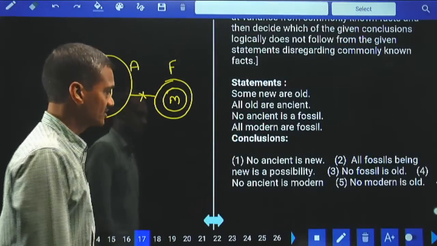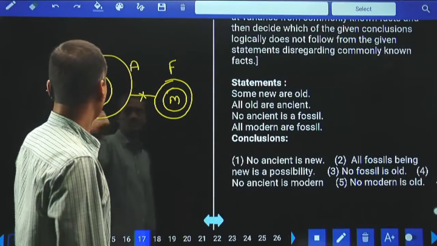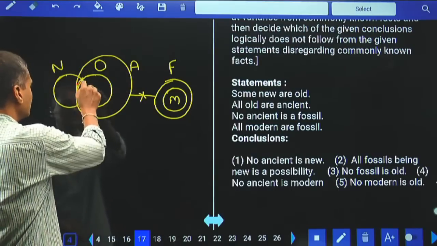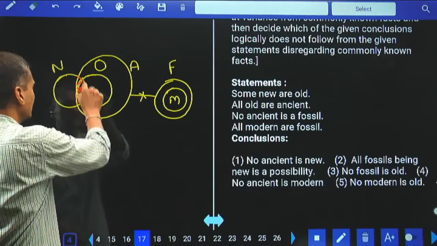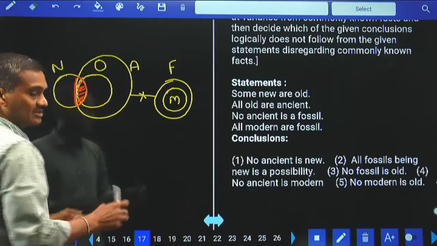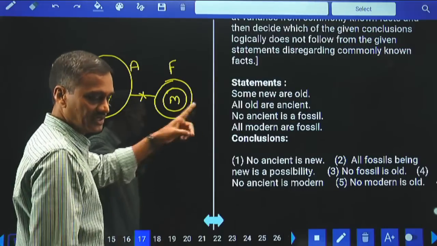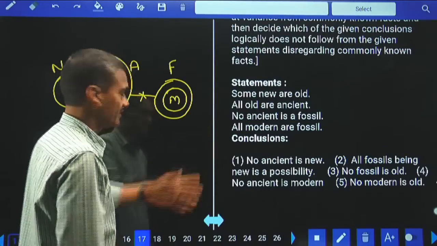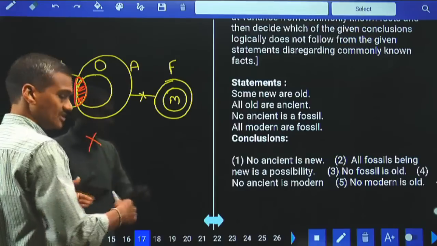First one, what is your answer here? No ancient is new. True or false? It is 100% false, because some ancient is new is true. Here it is claiming that no ancient is new. That is 100% false, as it is false once.